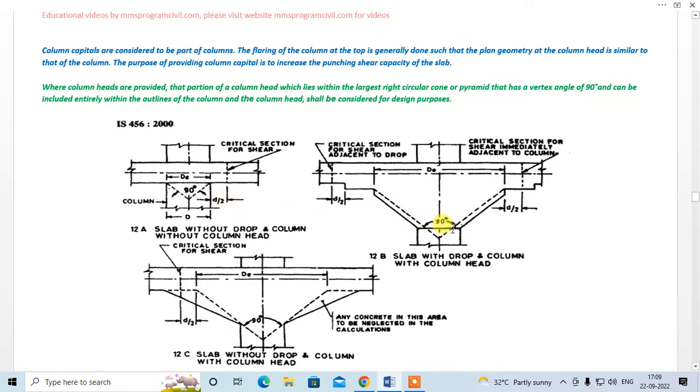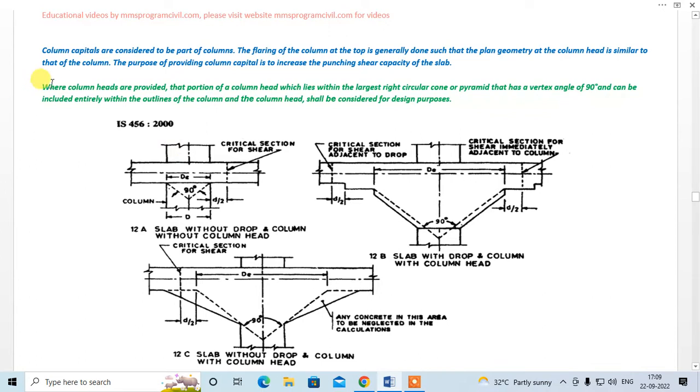Okay, now if you increase the diameter of the column, which is known as capital, okay, if you flare the column, then the critical section to be taken for the punching shear will be at a distance d by 2 from the capital, right? So over here we will get a larger periphery which will resist the punching shear stress. Okay, so the purpose of providing these capitals is to increase the punching shear capacity of the slab.